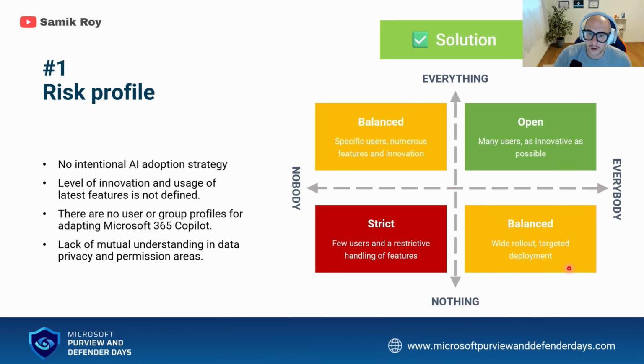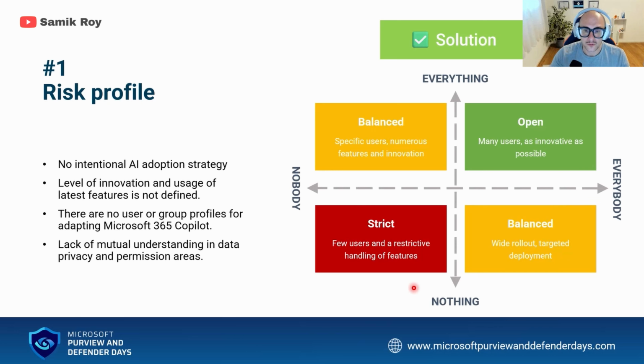Also here, the balanced part on the lower right is that we are restrictive with our functionalities. So we are not part of the Frontier program, for example. We don't have Anthropic large language model functionalities integrated, but we want to spread the licenses as broadly as possible. We want to use the personal and team productivity that Copilot offers throughout our organization.